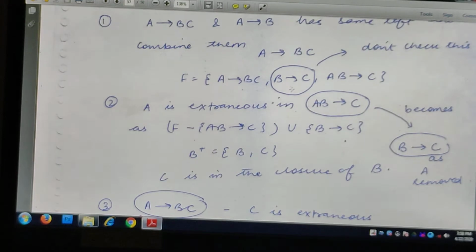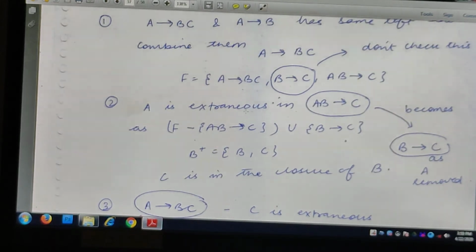Now we have two b to c here. One b to c we already had, and one we have concluded by removing a. So we are now left with two functional dependencies, a to bc and b to c. This ab to c has become b to c, where we have removed a, and b to c we have twice, so we will remove one b to c, and it will become a to bc and b to c.